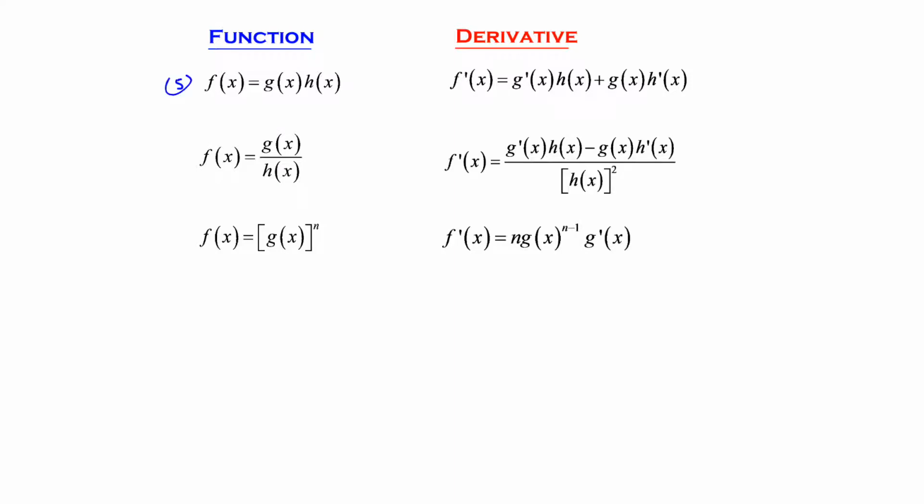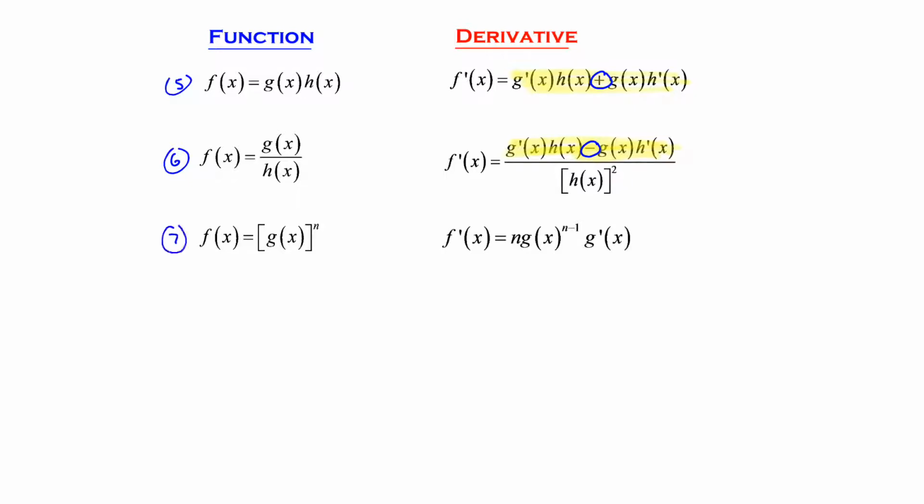If you're multiplying two functions together, you take the derivative of the first times the second function plus the first function times the derivative of the second. Rule 6 is division. This one's written a little different in the book, but I set it up this way so that it is the same as the product rule, except you are subtracting instead of adding. You also have to divide by, not the derivative, just the function h of x squared.